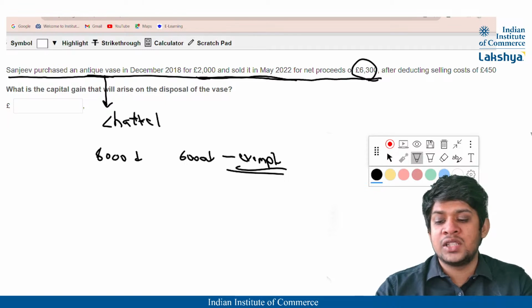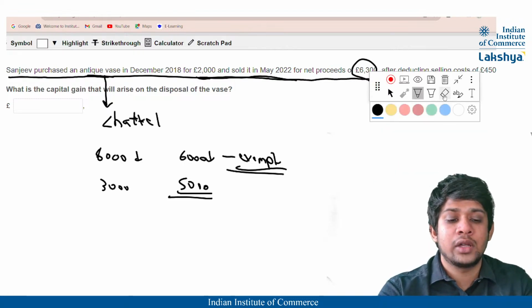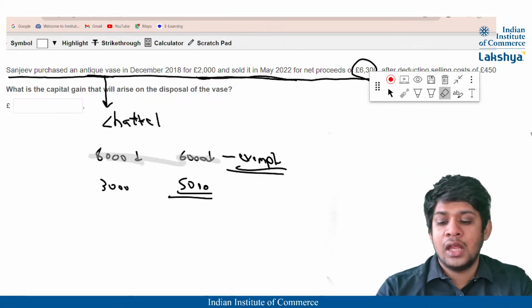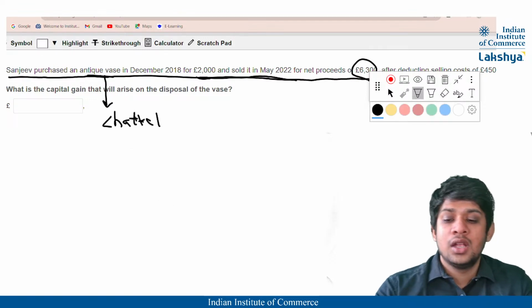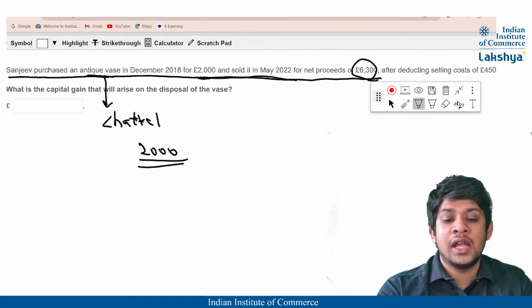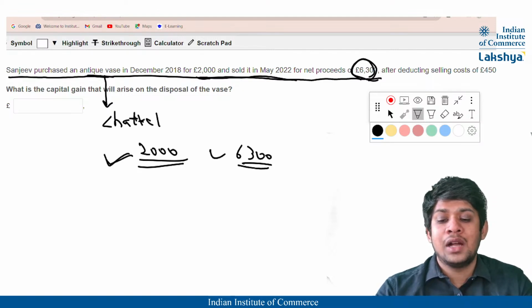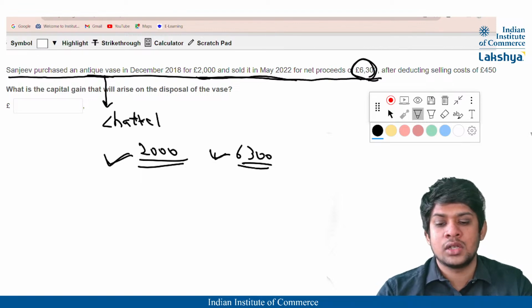Even though they purchased it for 3,000 and sold it for 5,000, so they have a chargeable gain, it is completely exempt. But if they purchased it for 2,000 and sold it for 6,300, that means they purchased for less than 6,000 but sold for more than 6,000, correct?